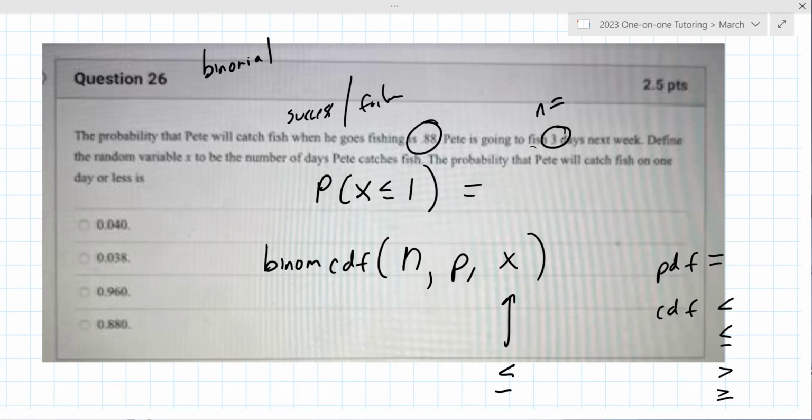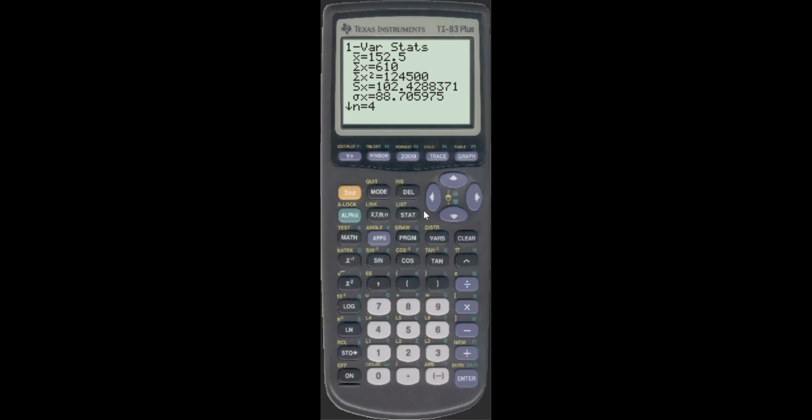So let's go to the calculator. I believe that's under second distribution, binom CDF, letter A. It's got to be CDF. 3, yours probably says N, P, and X. I got 0.039. So rounded up, would I just, yeah, 0.04? 0.038.